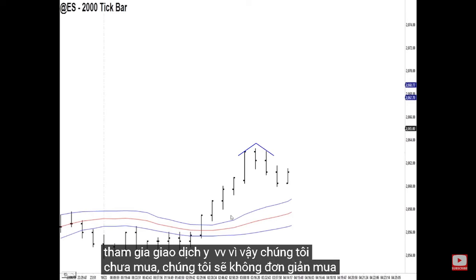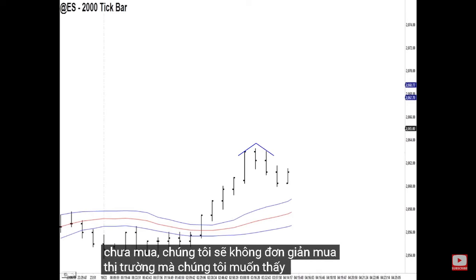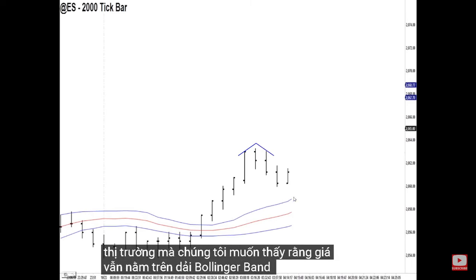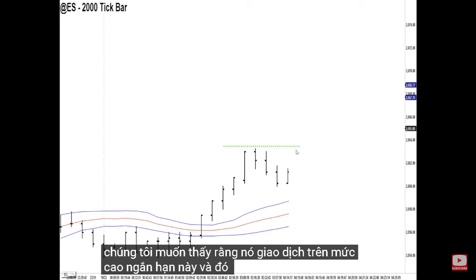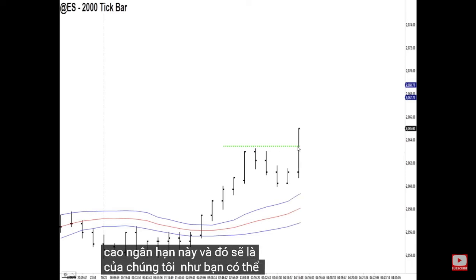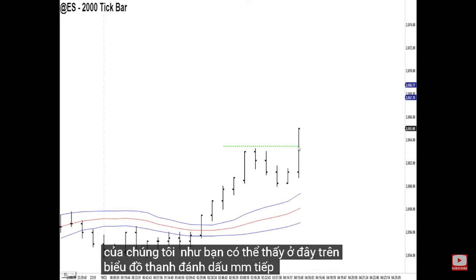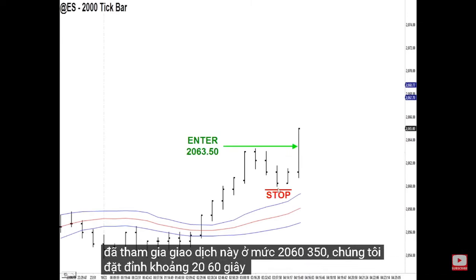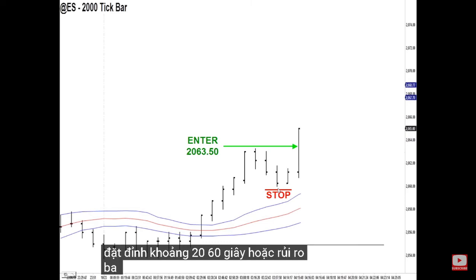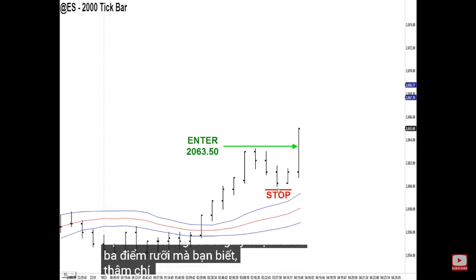We're not going to just simply buy at the market. We want to see that price stays above this high Bollinger Band, and we want to see that it trades above this short-term high. That's going to be our entry. As you can see here on the very next 2,000 tick bar, it did. So we entered this trade at 2063.50. We placed our stop roughly about 2060. So we're risking 3.5 points, not even a couple hundred dollars.